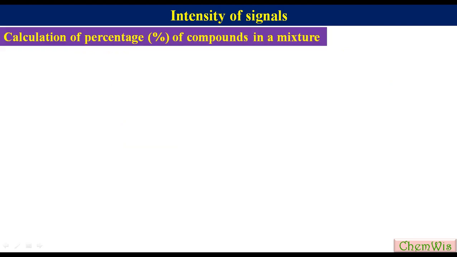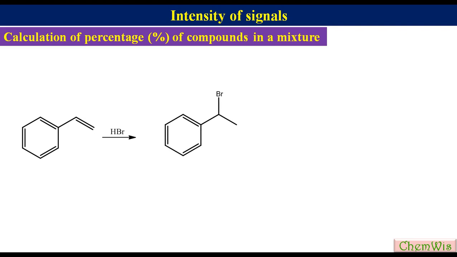Calculation of percentage of compounds in a mixture. Based on the relative intensity of signals, we can calculate percentage of compounds in a mixture. For example, when styrene is subjected to hydrobromination, it produces 1-bromoethylbenzene as major product A and 2-bromoethylbenzene as minor product B.